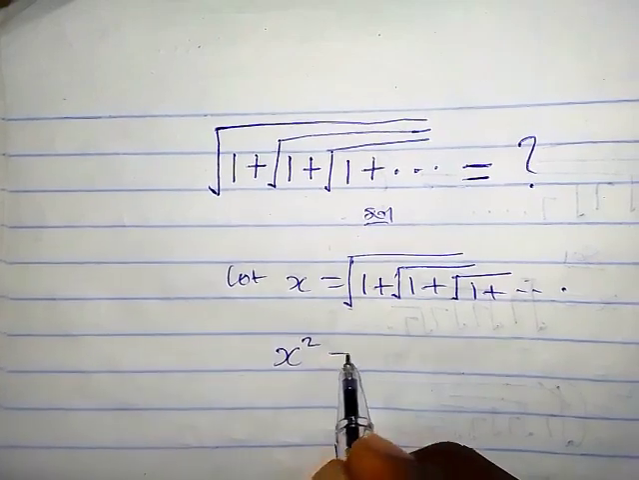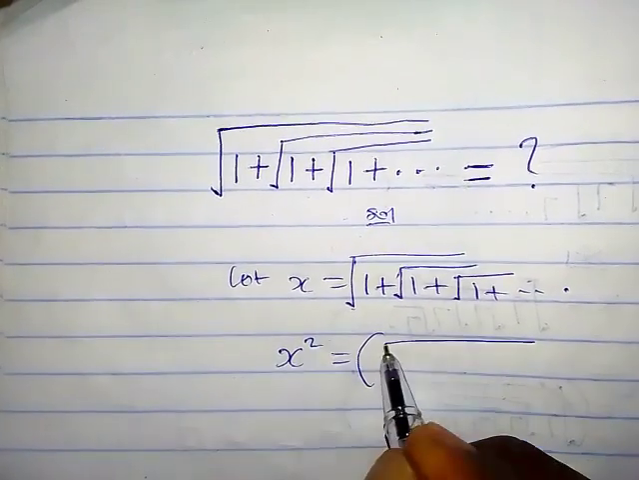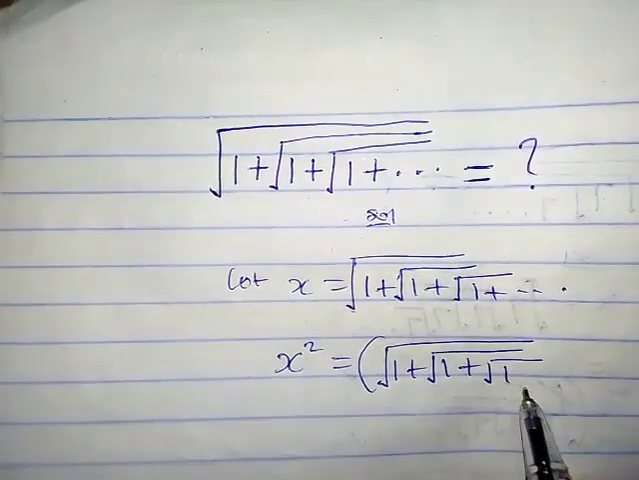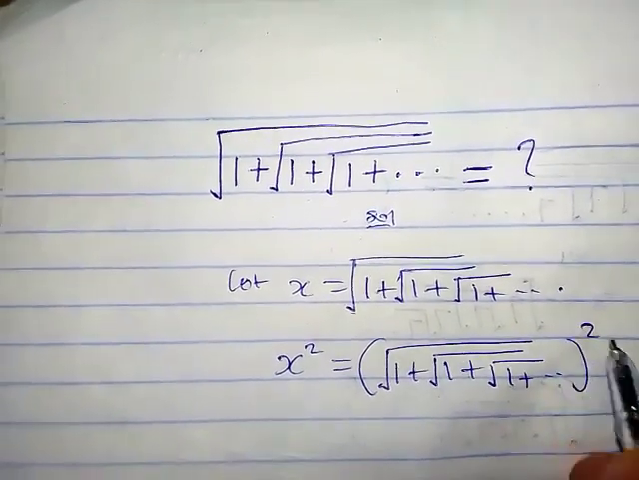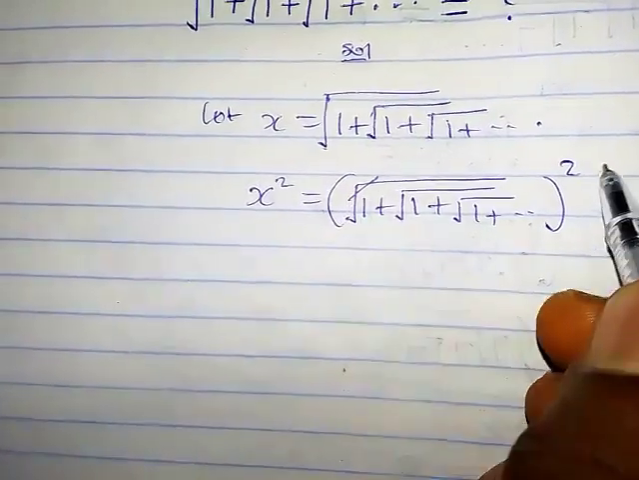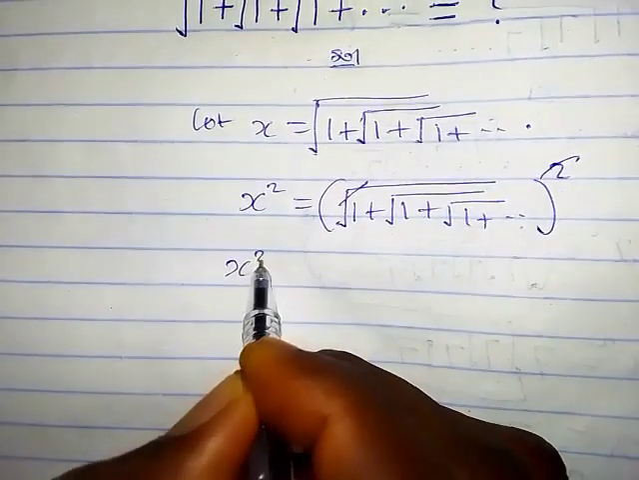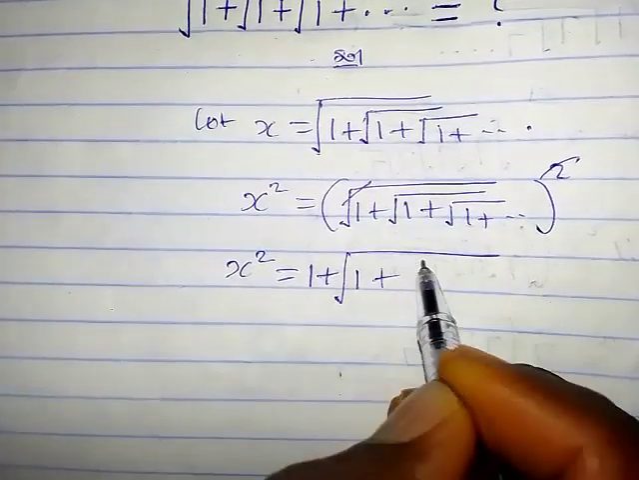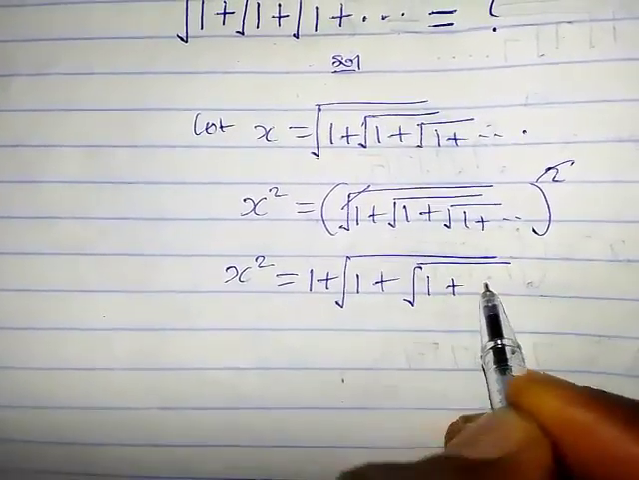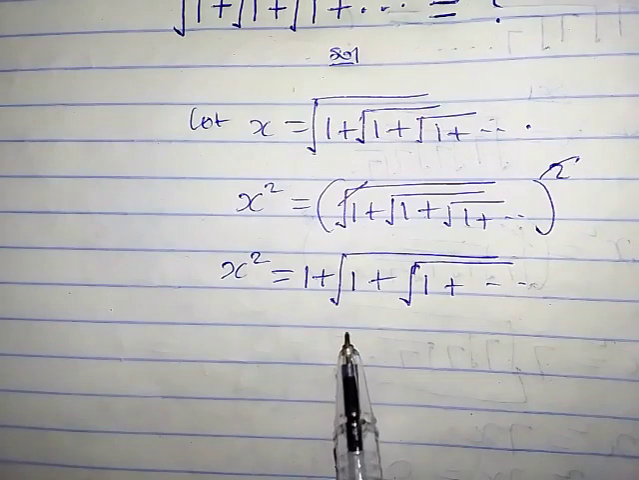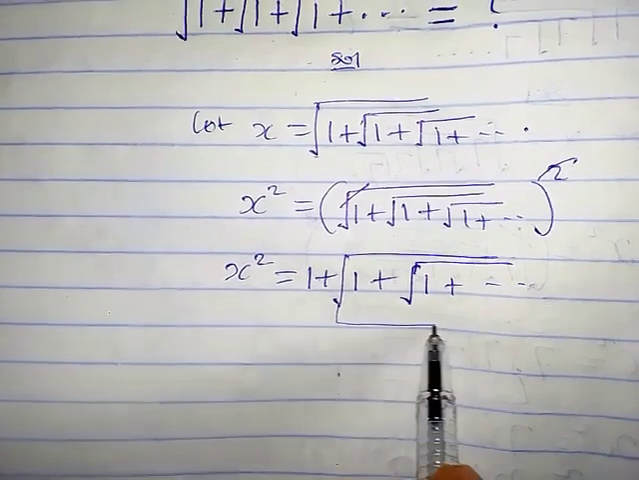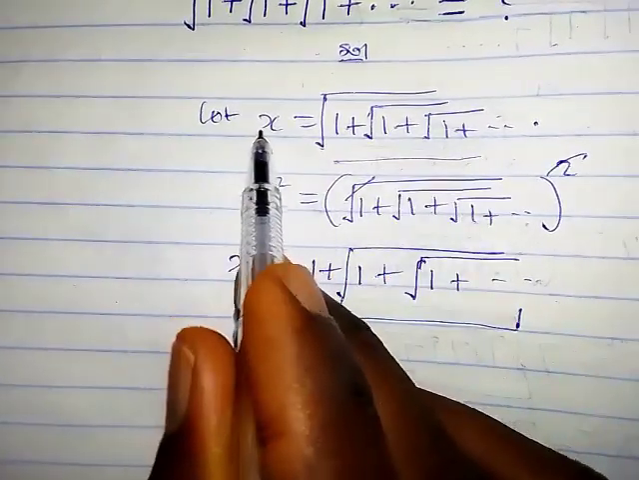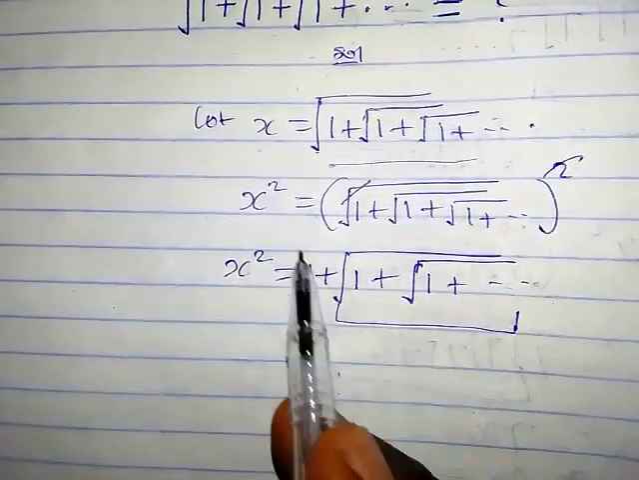We have x squared equals, open bracket, the square root of 1 plus the square root of 1 plus the square root of 1 plus on and on like that. So we just square it. This bigger square root takes care of this. So we are left with x squared equals 1 plus the square root of 1 plus the square root of 1 plus on and on like that. You will observe that this whole guy is exactly x, our assumption. So we're going to replace this guy with x.